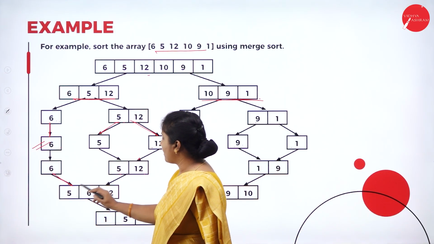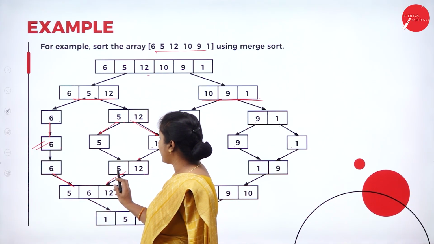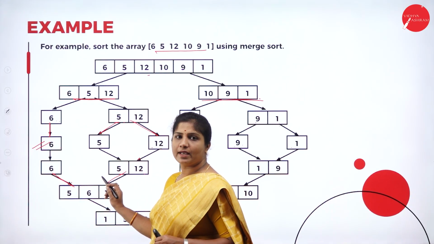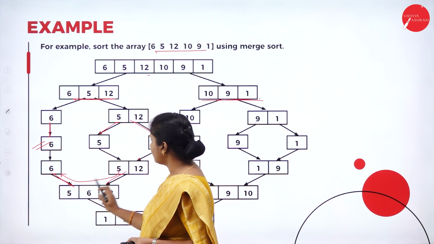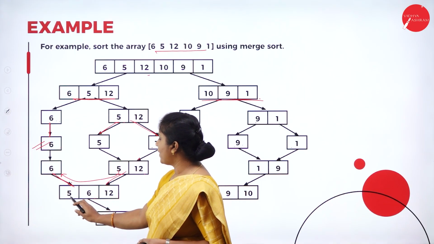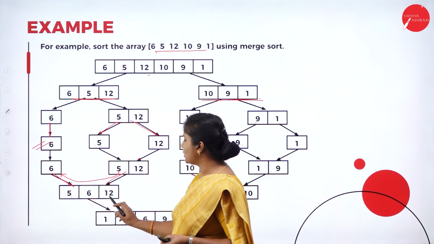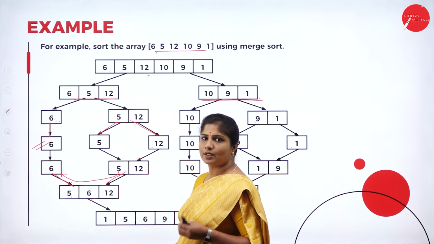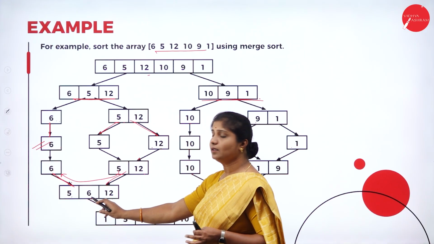Now, while combining these three values, compare 6 and 5. 5 is lesser than 6, hence swap these. Okay. 5 takes the place of 6 and 6 takes the place of 5. 5 comes before the 6 and 12. Okay. Now compare 6 and 12. So 6 is lesser than 12. So no swapping here. 6 is placed in the same place.